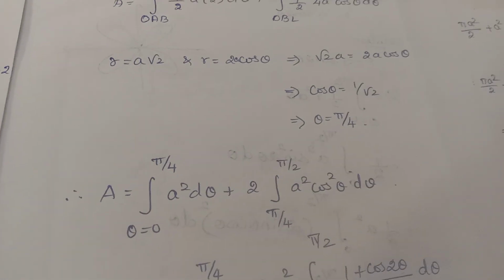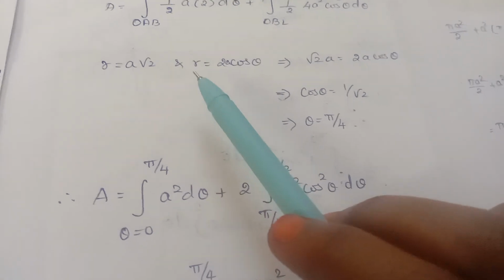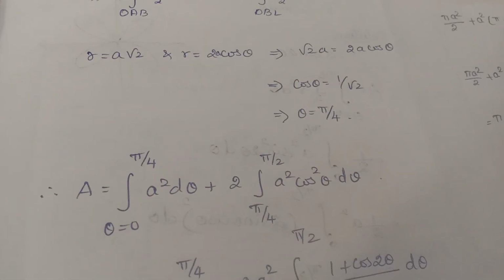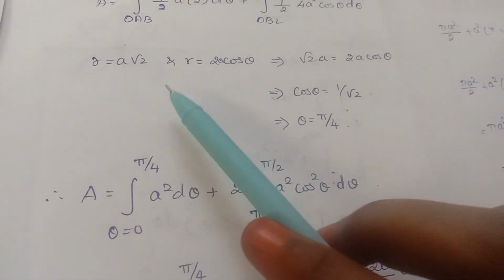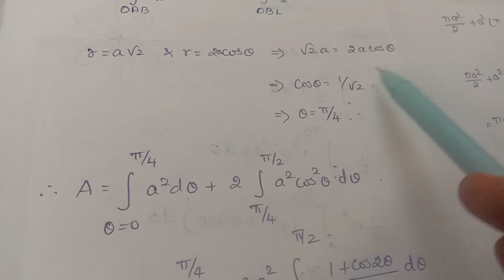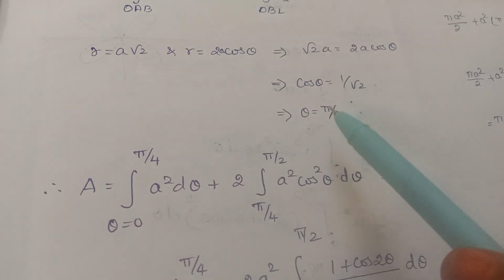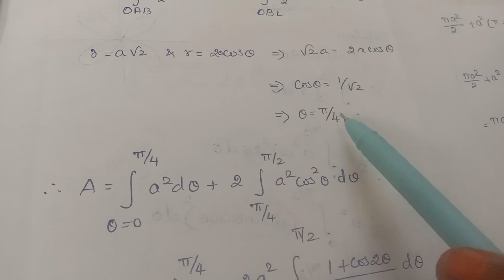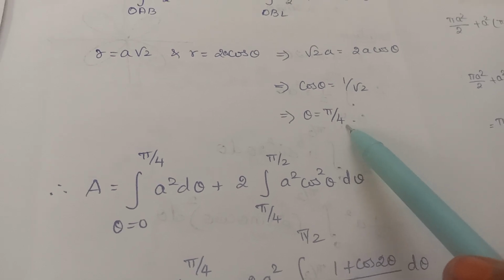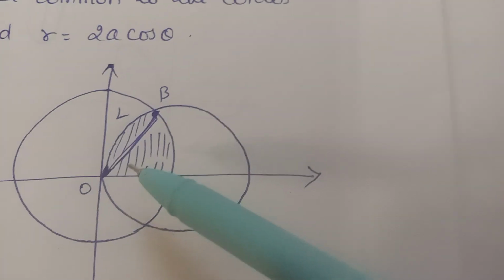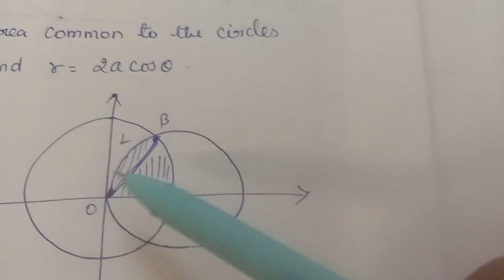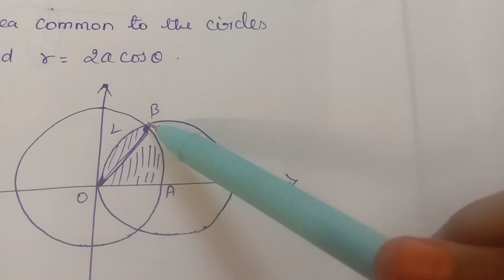So for that what you have to do is, see, both the equations equate at the point of intersection. So a root 2 equal to 2a cos theta, that implies cos theta equal to 1 by root 2, that implies theta equal to pi by 4. That means the point of intersection is at pi by 4. See, they are lying in the first quadrant, and they are intersecting at pi by 4.